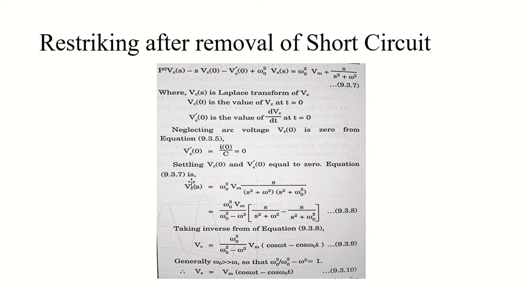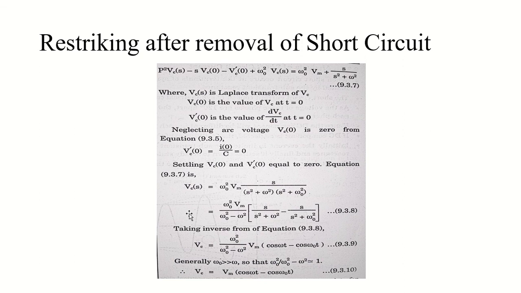So vc dash of s will be equal to omega 0 square vm s divided by s square plus omega square, times s square plus omega 0 square, and you can represent it using this formula as well in a slightly different manner. Nothing new here, right? Because basically it will become s square plus omega square whole square, and when you have a square of that, you can represent it in this way as well, differently. Simple.